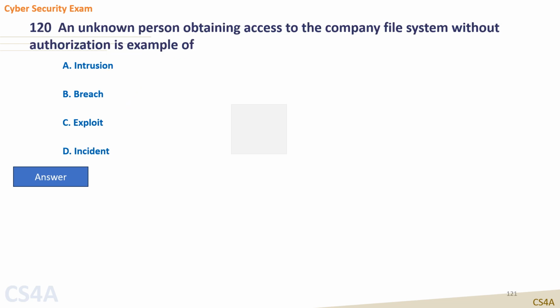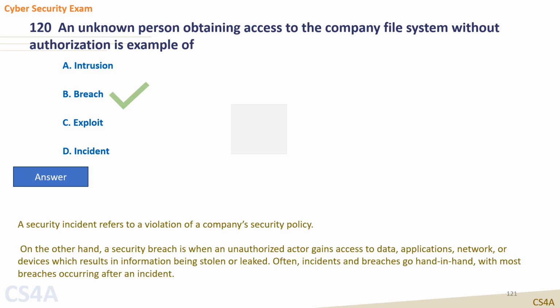So here the question is, an unknown person obtaining access to the company's file system without authorization is an example of intrusion, breach, exploit, or incident. This is not intrusion because an intruder is not involved in this activity. Breach, yes, definitely this is a breach because an unauthorized person gained access to sensitive information without authorization. So B is the correct answer.